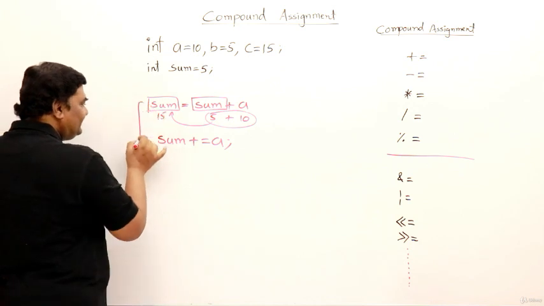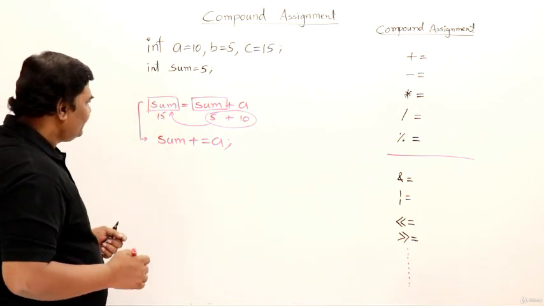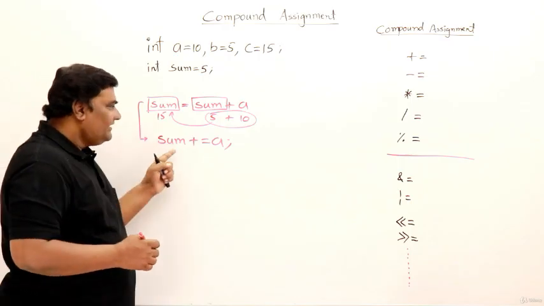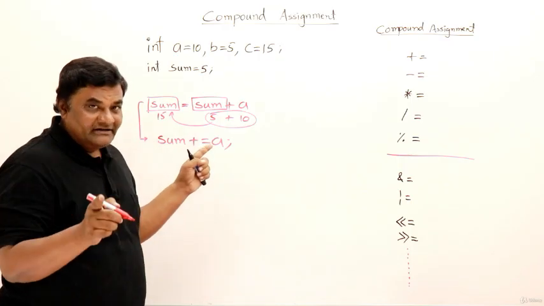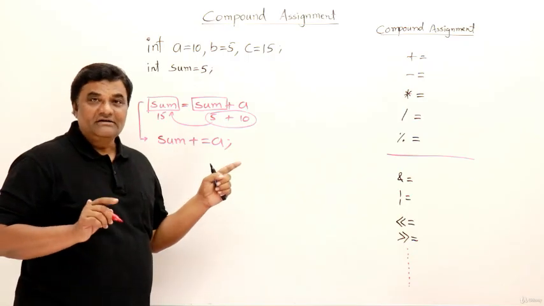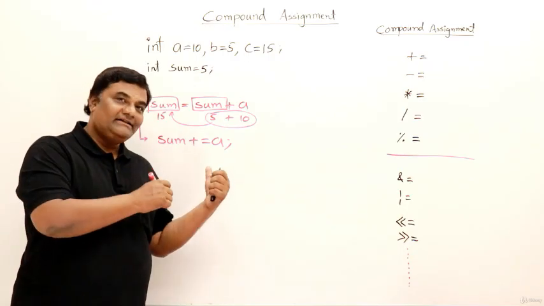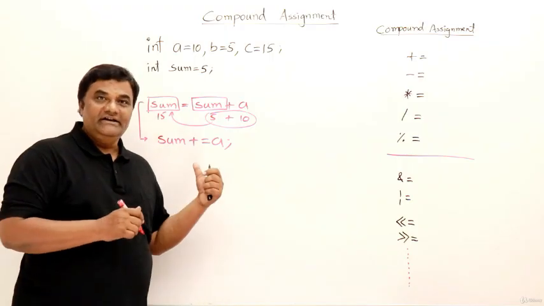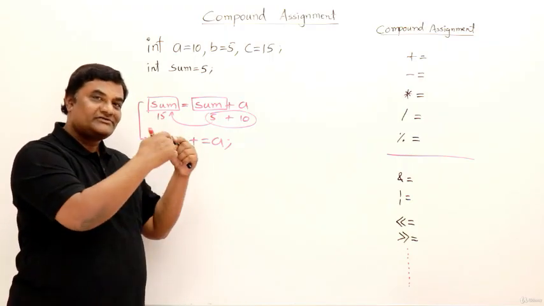So instead of writing like this, we can write it like this. What is the benefit? The first benefit is it's easily readable. For a beginner, it is not readable. But when you are writing C++ programs, you get used to it, then it is easy to understand that the result on the right hand side is added with sum and the result is stored in sum.